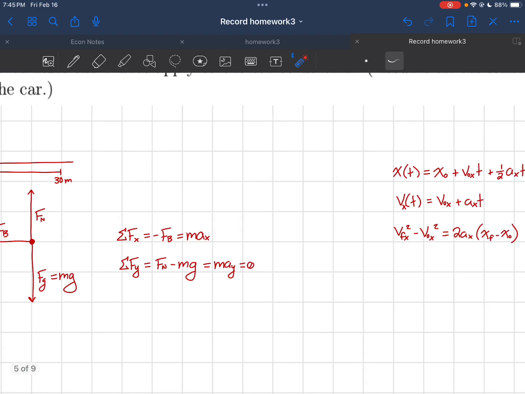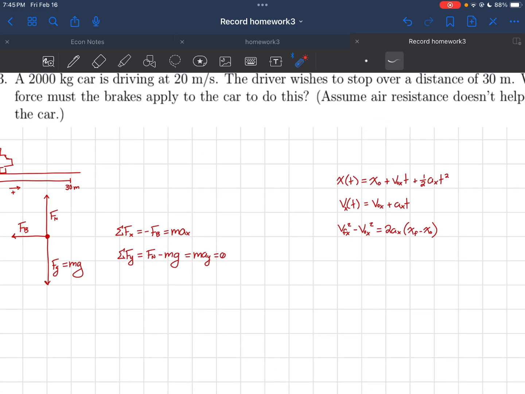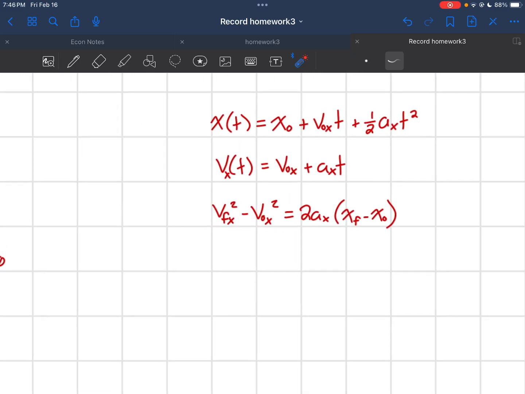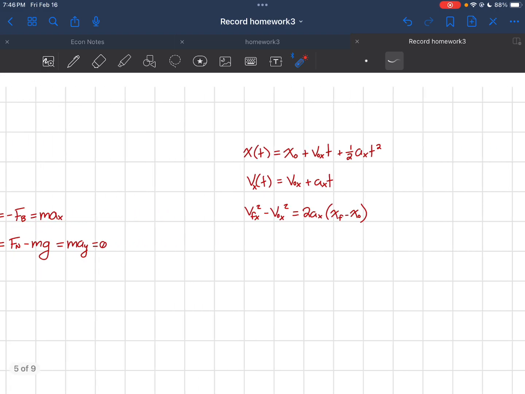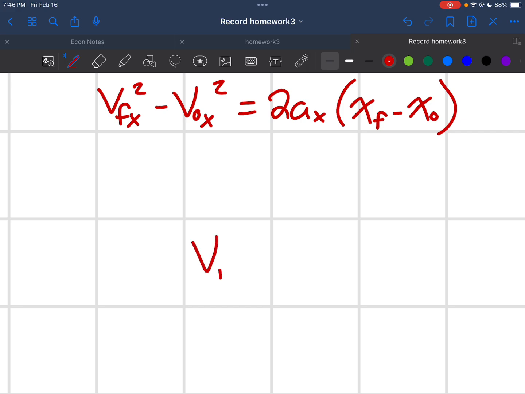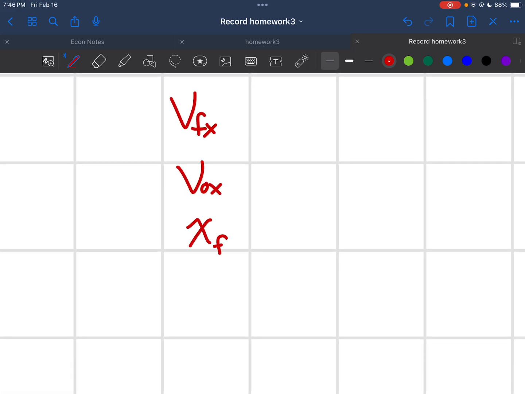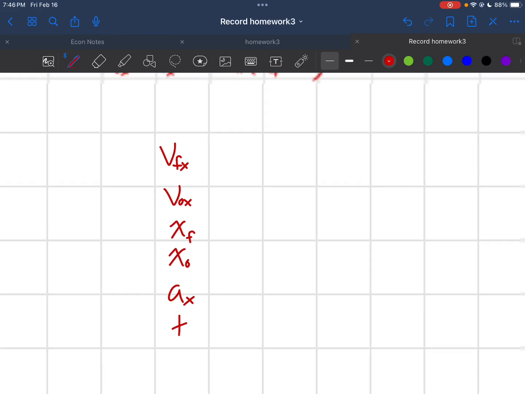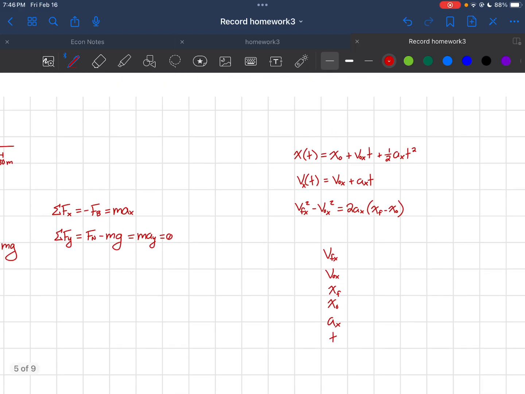So that's kind of my translation between, again, kinetics and kinematics. Based off of my kinematics, I'm going to try to figure out my acceleration in the x direction so I can then use it in my kinetics. So we're going to write down all of our potential variables: my v final x, v naught x, my x final, my x initial, my acceleration in the x, and my time.